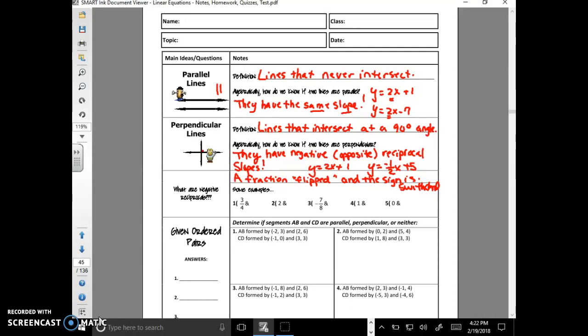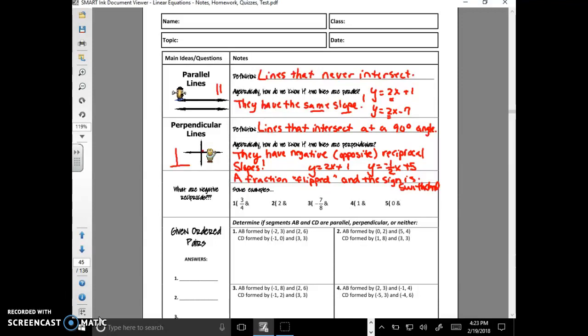Perpendicular lines: lines that intersect at a 90-degree angle. They have the negative or opposite reciprocal slopes. So for example, if your equation was y equals 2x plus 1, in order for them to be perpendicular, the slope has to be the negative reciprocal, so y equals negative 1/2 x plus 5. Basically, it's a fraction flipped, and the sign is switched. And perpendicular would be indicated like that.